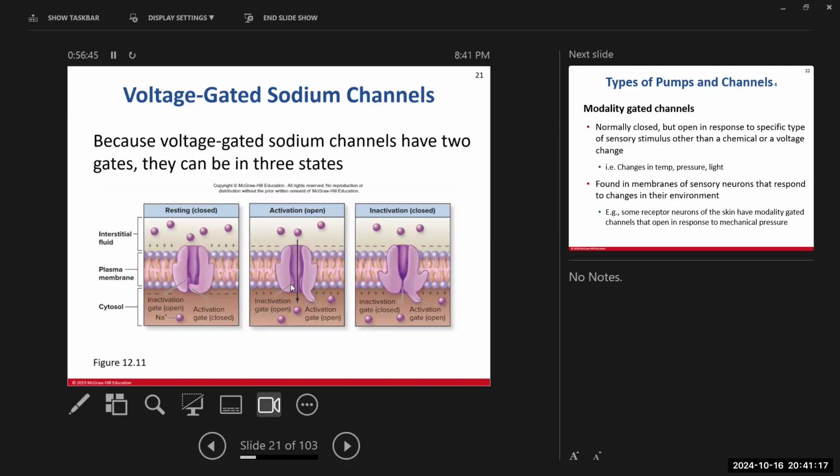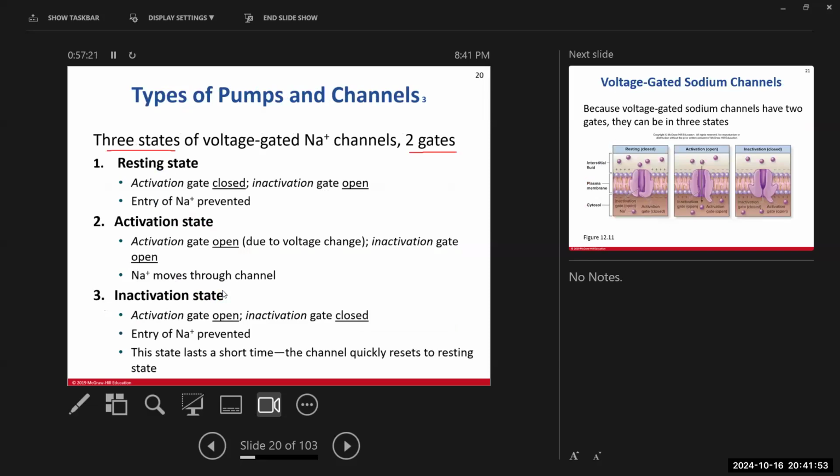Notice on this drawing here, we put on the outside of the plasma membrane a positive charge. And then down on the inside of the cell, we have a negative charge. I'll discuss what that is, but this is the membrane potential. So for right now, in the resting state, the outside of the cell is positive, the inside of the cell is negative. We'll get into what all that means, but for right now, just memorize that. Resting state, activation gate is closed, inactivation gate is open. That means no sodium is able to get through, because one of the two gates is closed. So sodium is denied.